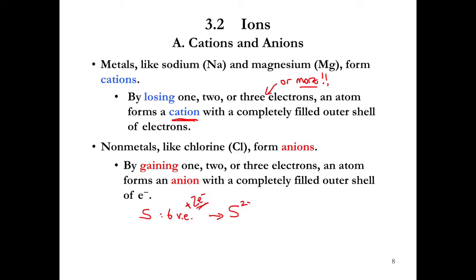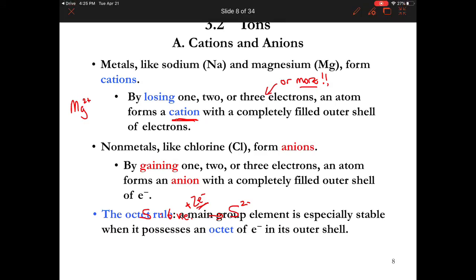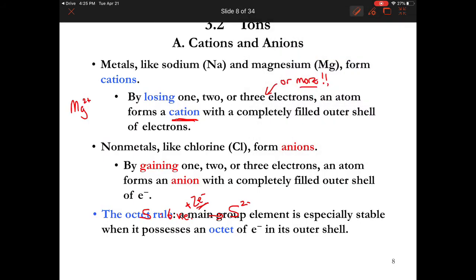Note also that when we write negative or positive charges above atoms, we put the number before the charge. So magnesium is magnesium 2+ when it's an ion, not magnesium +2. So I'm going to go ahead and erase what I just wrote for a second.